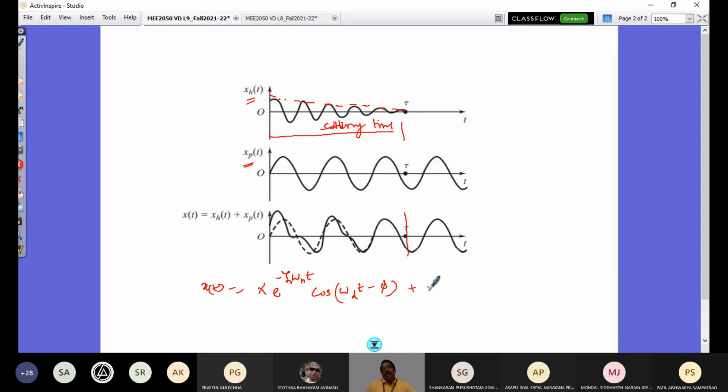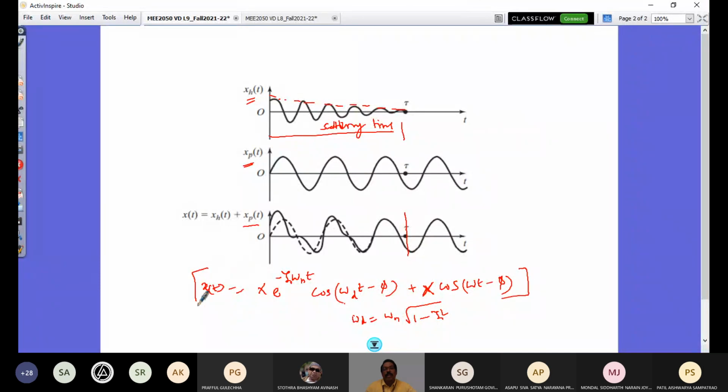And then your particular integral or steady state solution, as we have seen today, is x cos of omega t minus phi. So in this, what is x? What is phi? And omega is the excitation frequency. Here omega d is the damped natural frequency, and omega n is the undamped natural frequency. There is a relationship between omega d and omega n: omega d is given by omega n times the square root of 1 minus zeta squared. So this is all that we have seen.